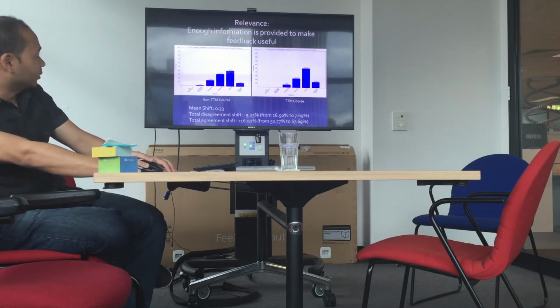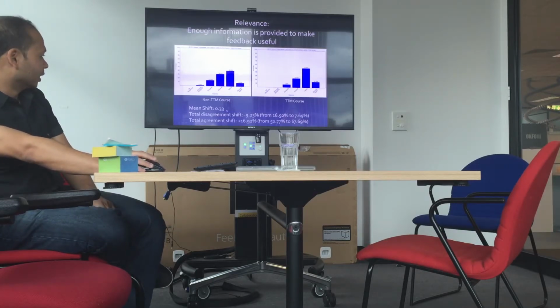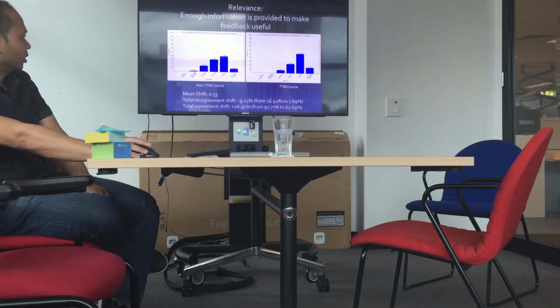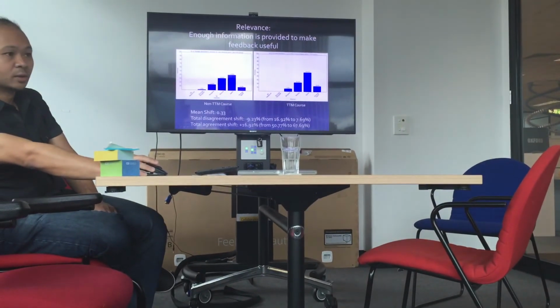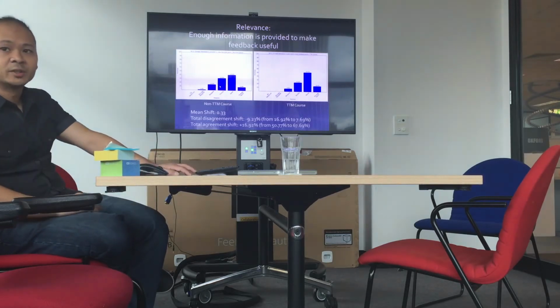This is relevance again. Enough information is provided to make feedback useful, so how much content is provided in the feedback. Again, the mean shift is fairly small, 0.33, but total agreement has shifted from 50% to about 67%. There's also a drop in total disagreement, which is the sum of strongly disagree and disagree. What's positive is, in other courses, most people find feedback to be relatively good, because not many disagree, but that's managed to shift their perception further up.